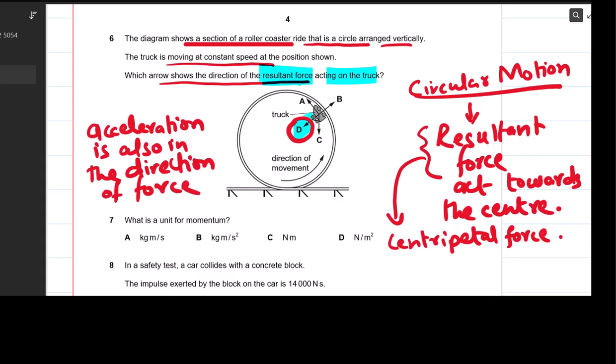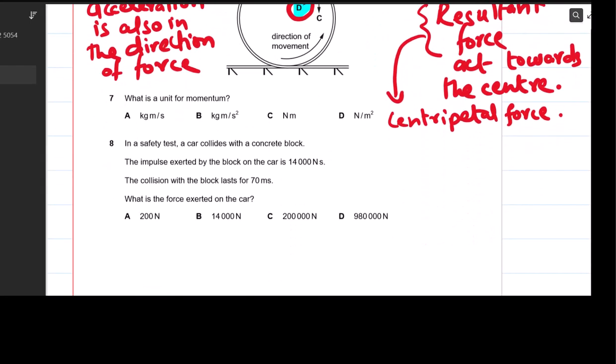So moving to question number 7, what is the unit for momentum? So it is kilogram meter per second. This is option A, a very straightforward question because momentum is equal to mv. So mass is in kilogram, speed is in meter per second.